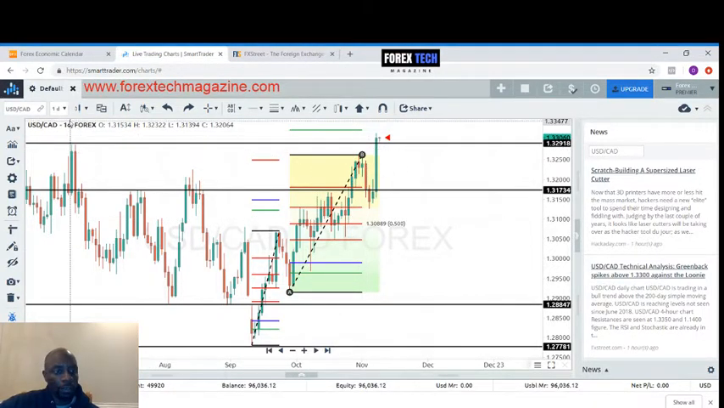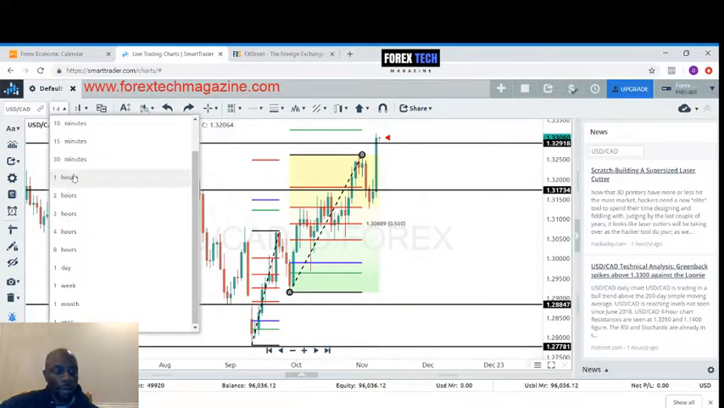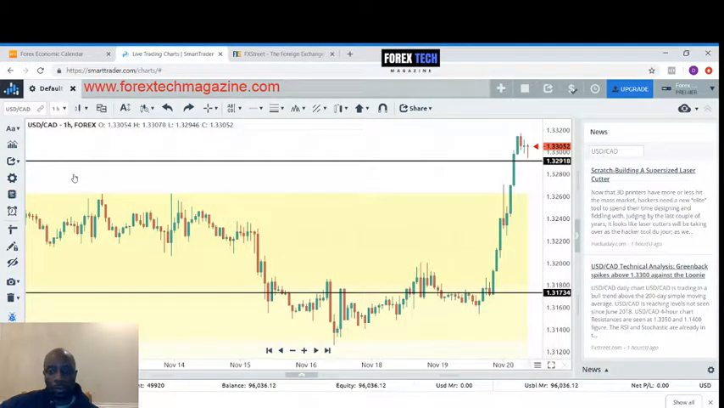The only thing is, if you do this one, I would probably trade it off the hourly chart. Let's look at the hourly chart. Ooh, Billy, what is going on here? Let's see.